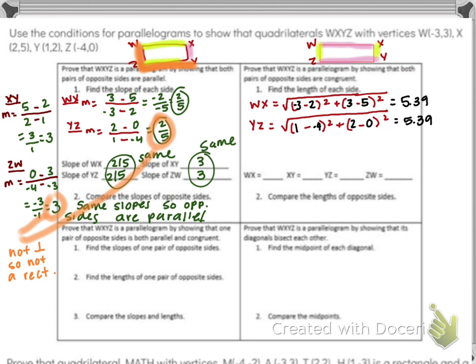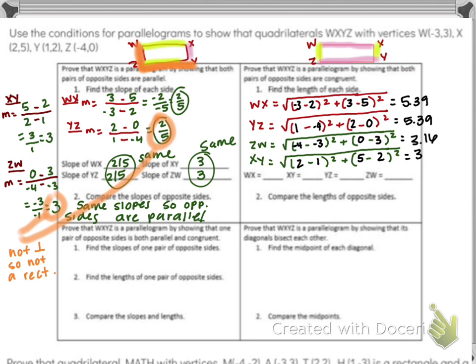So this one right here, WZ and XY. Finding those lengths, we started off with Z, I guess. So Z is -4, 0. There we go, -4, 0. And then W is -3, 3. And then XY: X is 2, 5, so 2 goes there, 5 goes there. Y is 1, 2, so 1 goes there, 2 goes there. You're going to pop that in your calculator, and that's 3.16.